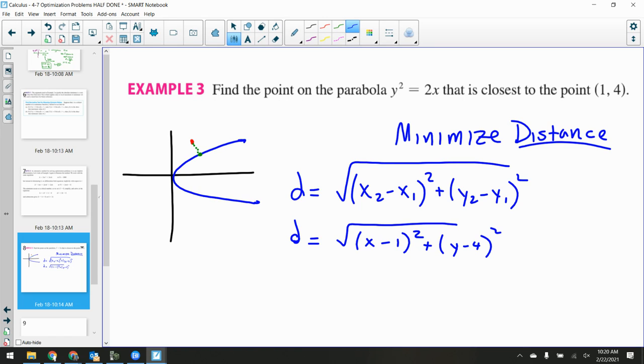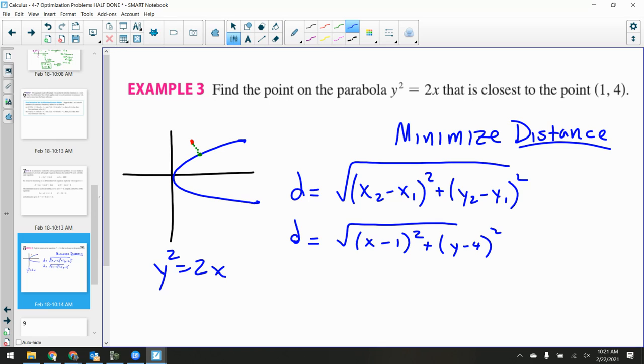Now, the issue is that I've got a distance formula that contains 2 variables. So I need somehow to input in for either x or y another equation, right? But I know that y squared is equal to 2x, right? Think back to the can problem. We were looking at minimizing the surface area, and we used the volume formula to create a new equation to plug into the surface area formula.